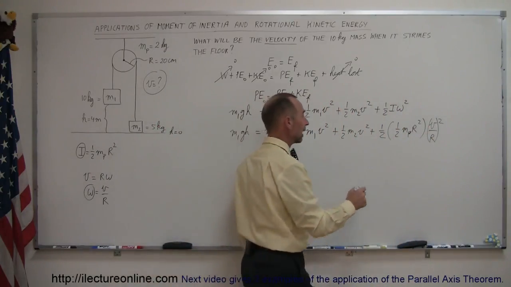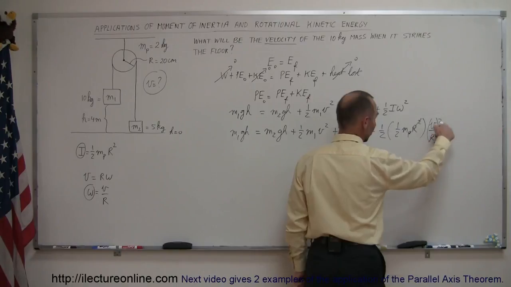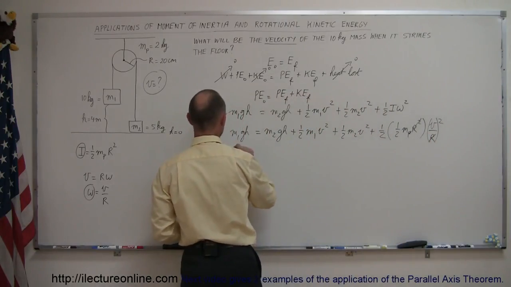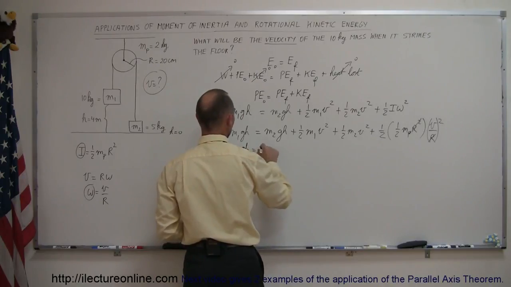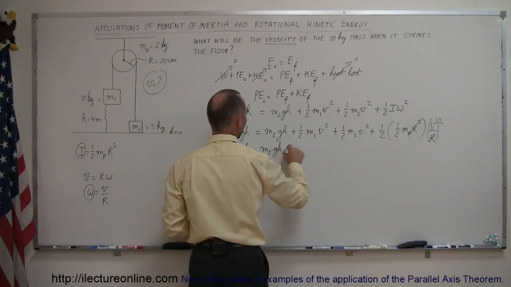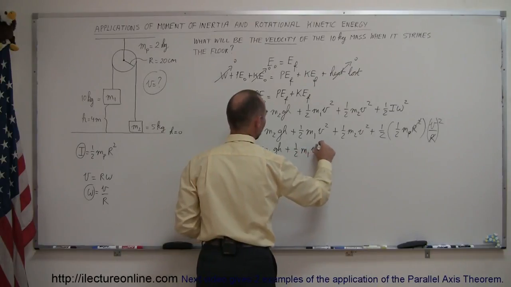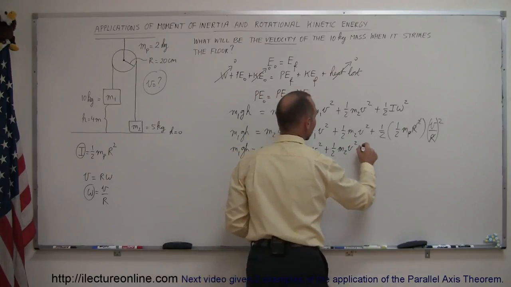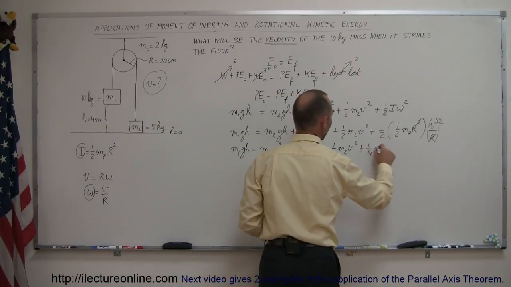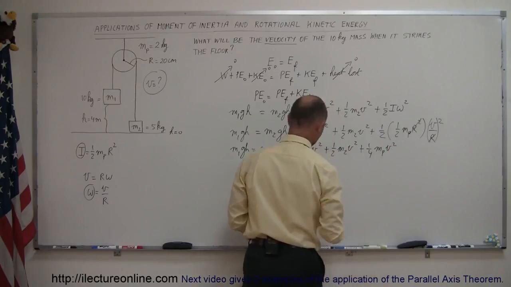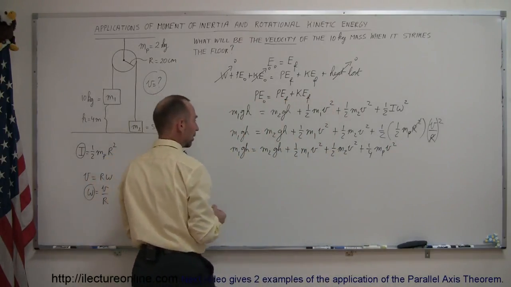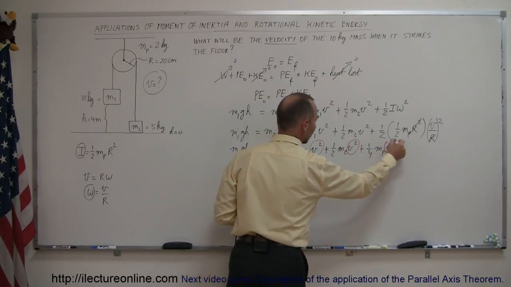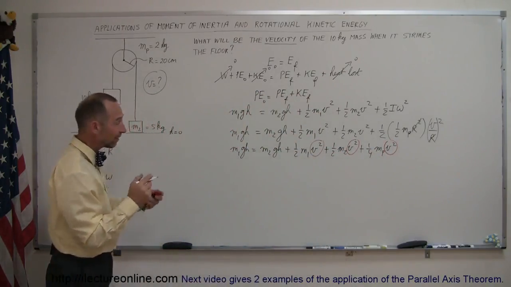And now right away we can see that this r squared cancels out this r, because this r will be squared as well. And now simplifying things a little bit more, we can say that m1gh equals m2gh plus 1/2 m1v squared plus 1/2 m2v squared, and then plus 1/4 the mass of the pulley times v squared. And ultimately, remember, we are looking for v squared, so this term has a v squared in it, that term has a v squared in it, that term has a v squared in it. We now have to somehow isolate v squared.